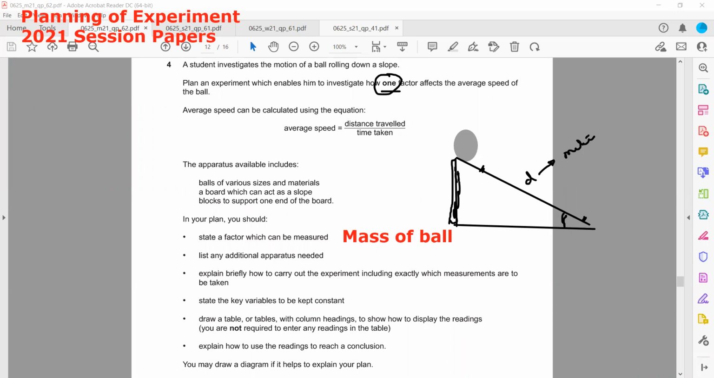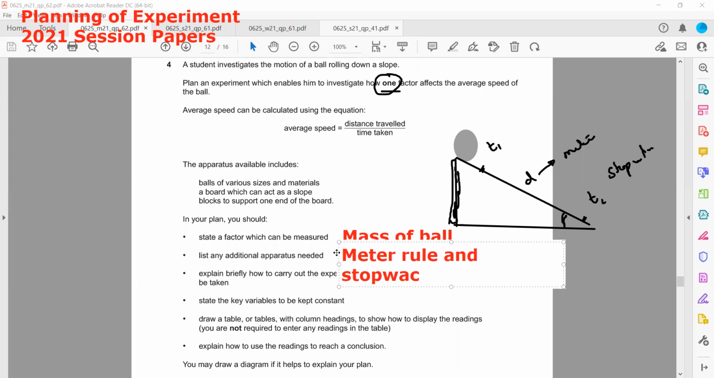And to get the speed, because speed is distance over time, we have to measure a time. So we'll measure a time interval from the first marker to the second. For that, we need a stopwatch or a stop clock. So the second part, list any additional apparatus needed. What else do we need? We need a meter rule or a meter scale and the stopwatch. The meter rule and stopwatch are needed for measuring the distance and time, and using the distance and time, we will get the average speed.